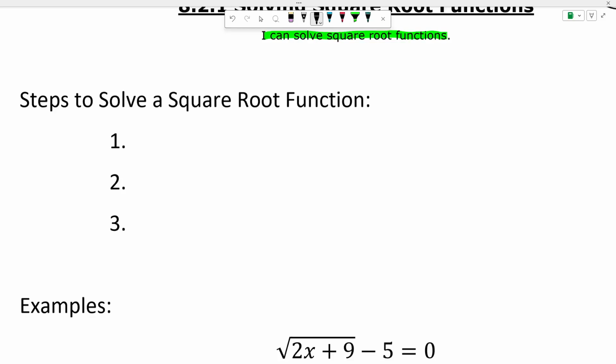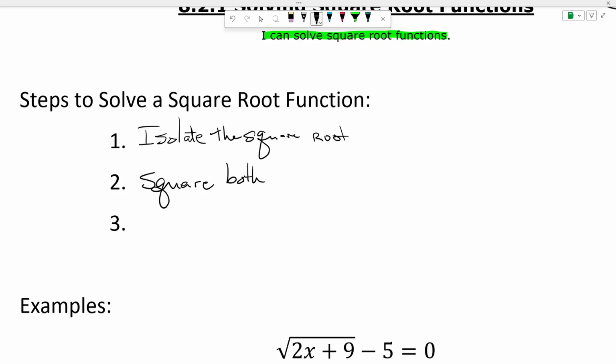First thing we need to remember is we need to always isolate. Isolate, that means get the square root by itself. Once we have isolated the square root, we are next going to go through and square both sides of our equation.